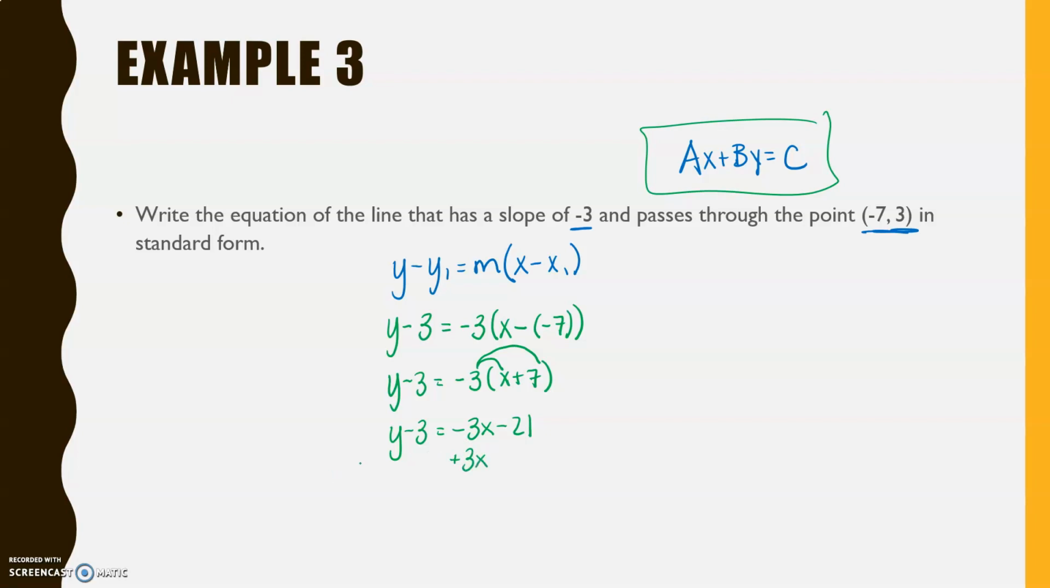So it's better to move the 3x over here than to move the y. I'm also going to go ahead and move the 3 over to this side. So 3x plus y equals -18, and that would be my final answer because x and y are on the same side and the constant is on the opposite side.